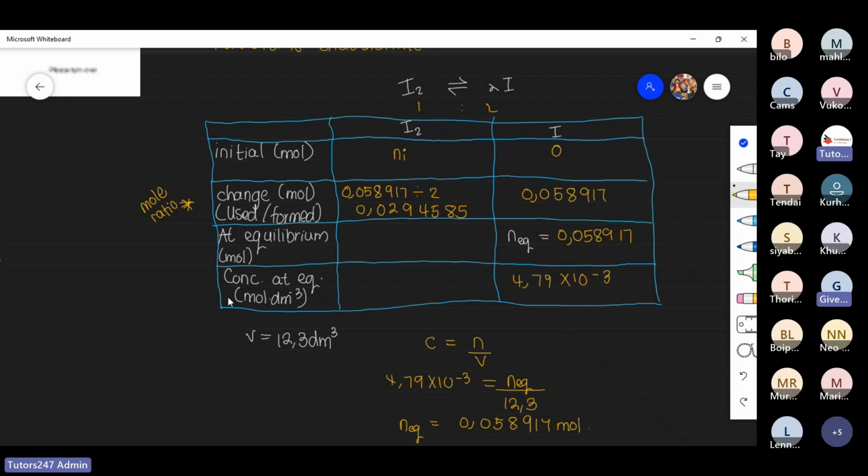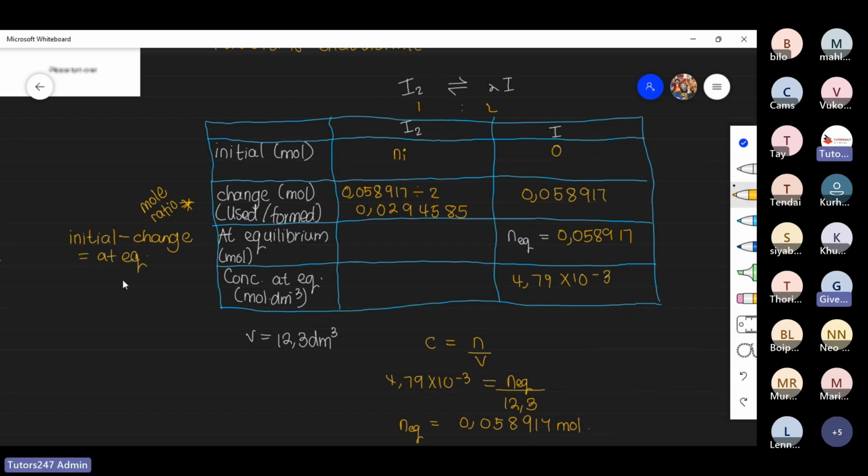That's 0.0294585. Now from there, how do we get our number of moles at equilibrium? We do that by subtracting the initial minus the change, and that gives us at equilibrium. So keep this formula in mind. It's the initial minus change that gives you at equilibrium.